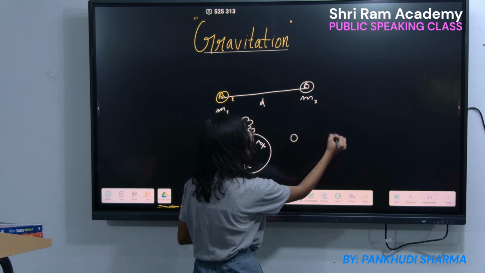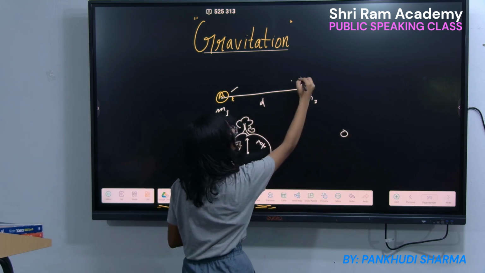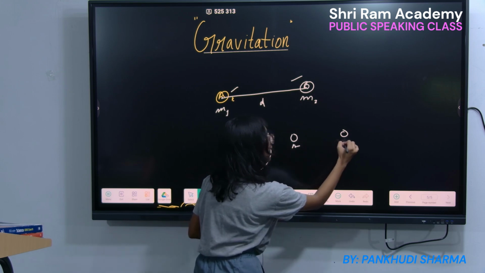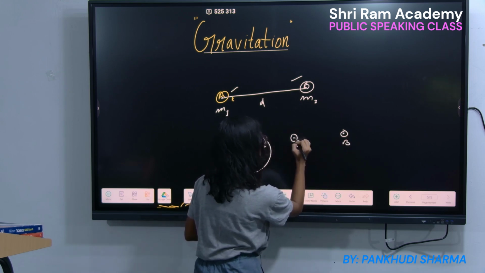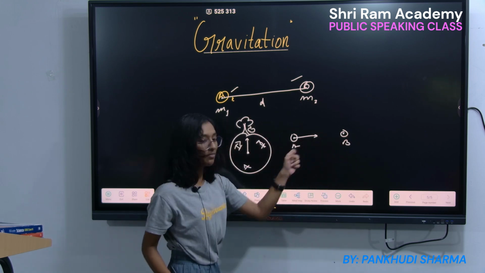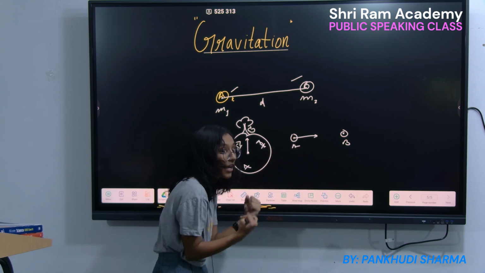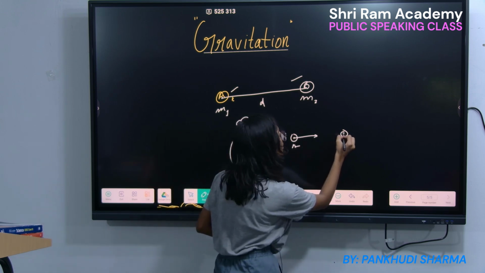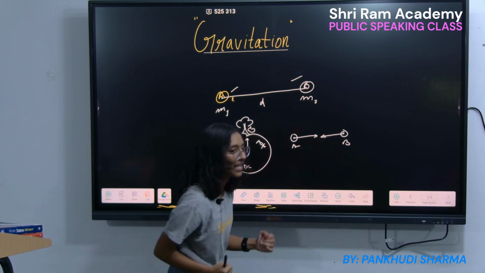Suppose, like the example I had given above, objects A and B. Object A will attract object B from its center and try to pull it towards its center, and object B will try to pull object A towards its center.